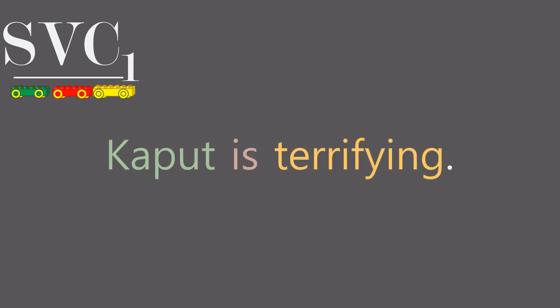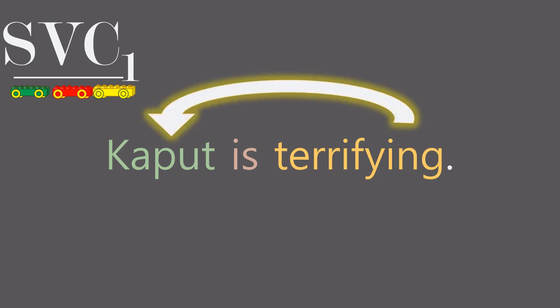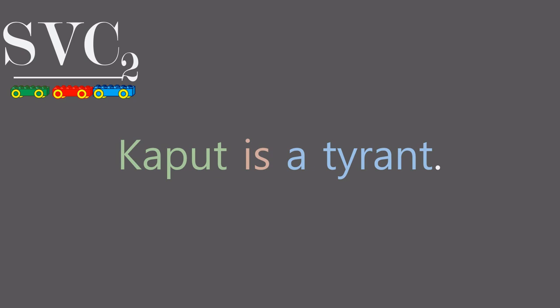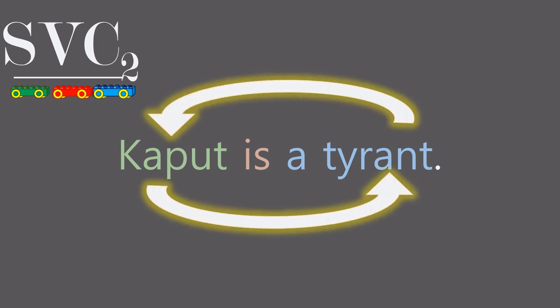The first kind of subject complement is a modifier. In the sentence Kaput is terrifying, terrifying describes the subject, modifies it, gives more details to flesh it out. The second kind of subject complement is a noun phrase. In the sentence Kaput is a tyrant, the subject complement tyrant isn't describing the subject so much as putting it a different way. Noun phrase complements are not the subject in greater detail. They are the subject in other words.